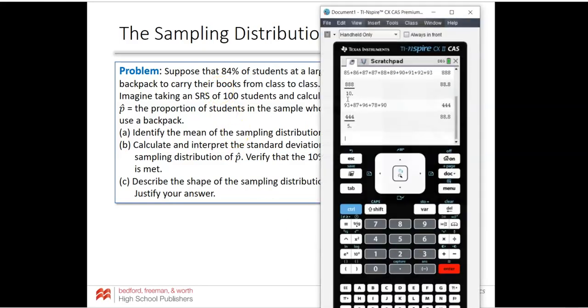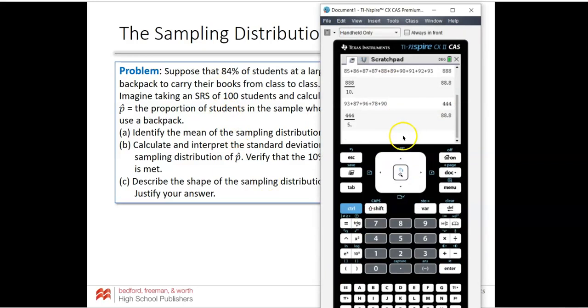The formula there is the square root of PQ, so 0.84 times 0.16, or you could do 1 minus 0.84, all over N, which was 100. So it should be 0.036.